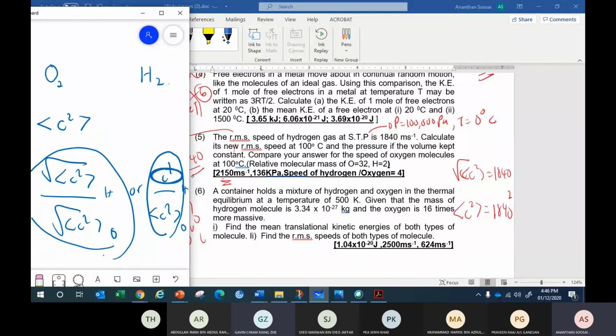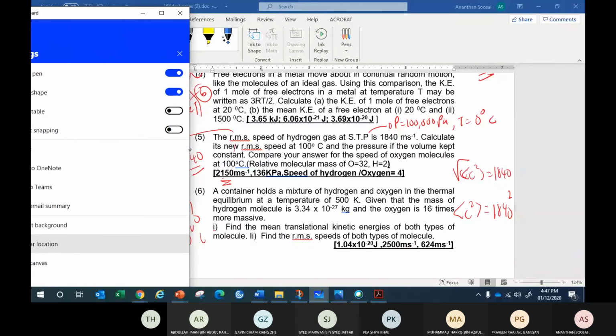Root mean square. Very good. You have to go for root mean square. Root mean square is like the average speed, the speed of the molecule. Mean square speed is like v squared, root mean square is like v, the actual v. So you're looking for the ratio of the root mean square speeds. So how do you do that?